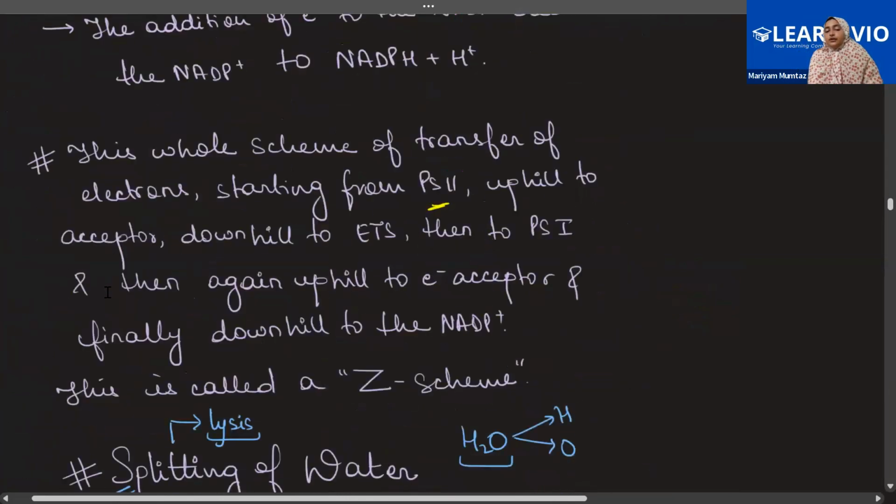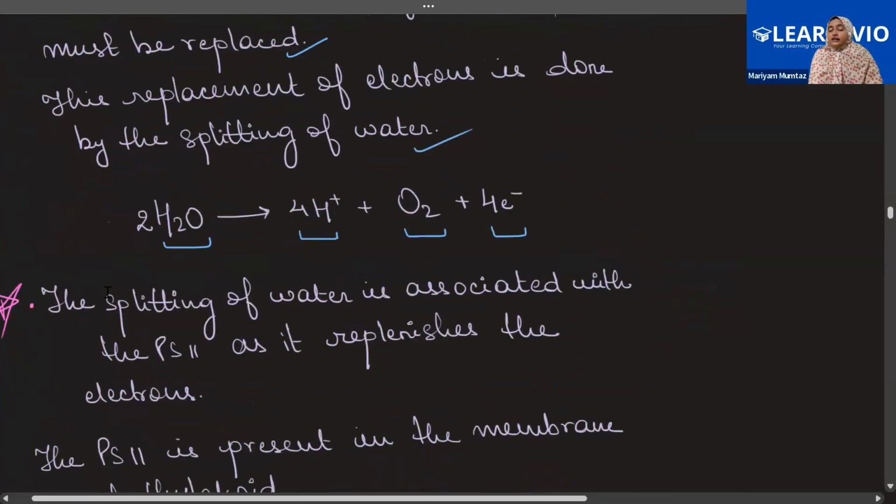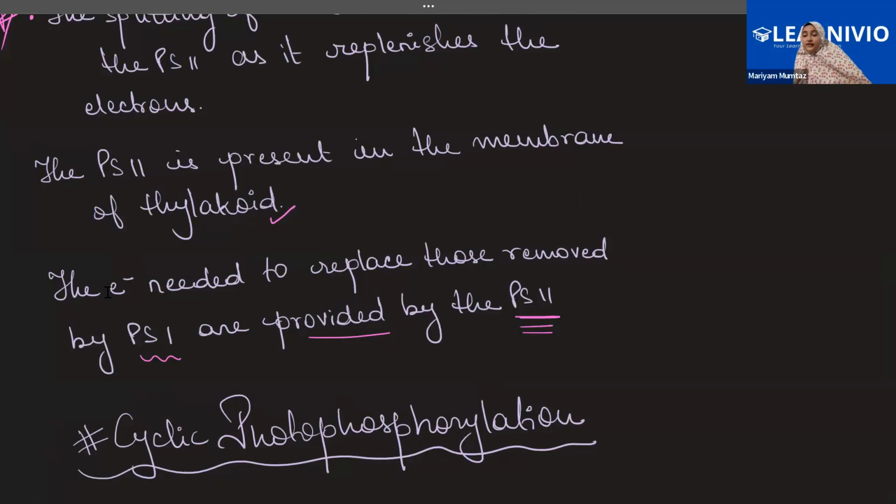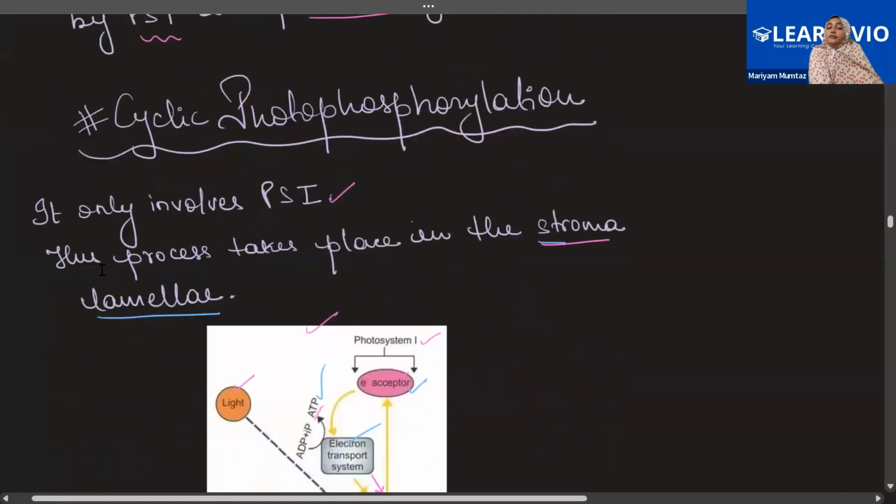See, during this process, the PS2 is present in the membrane of the thylakoid. We have studied that. And the replacement, meaning once the electron has jumped from the light harvesting complex, it means that now the light harvesting complex does not have enough electrons. So that replenishment or refilling of electrons is done by the splitting of water. Is it clear to you all? Yes, ma'am.